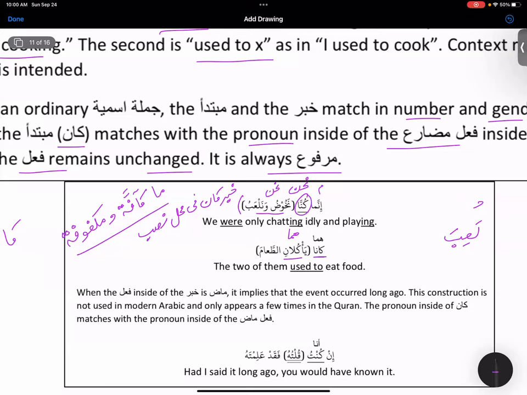So we're going to say fi'lun madin naqis, and ismuha is huma. And then ya'kulani is fi'l mudari, and fa'iluhu is huma. And at-ta'ama is the maf'ulun bihi. Perfect. Okay, next one.